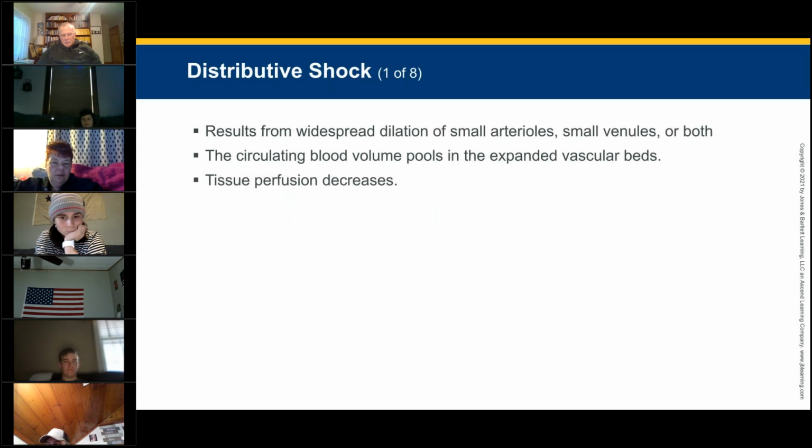Distributive shock. It happens when there's widespread dilation of your small arterioles, small venules, or both. The circulating blood volume pools in the expanded vascular beds and tissue perfusion decreases.